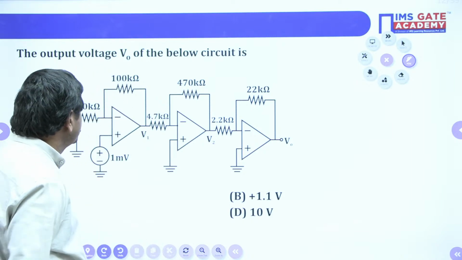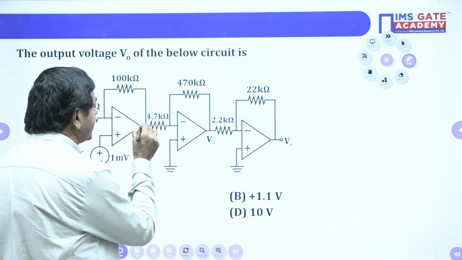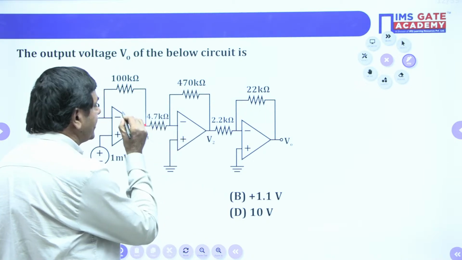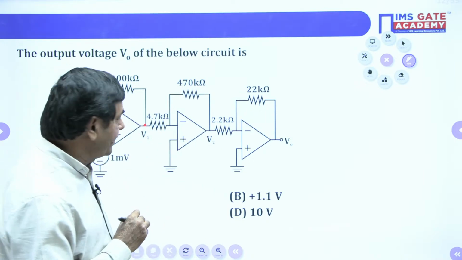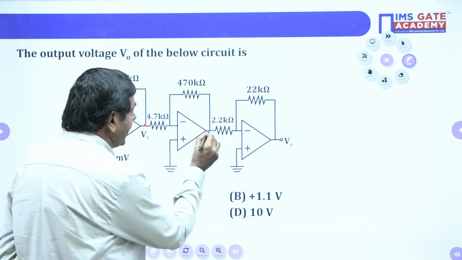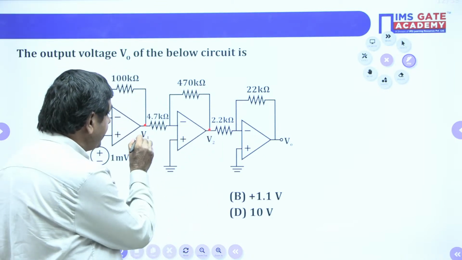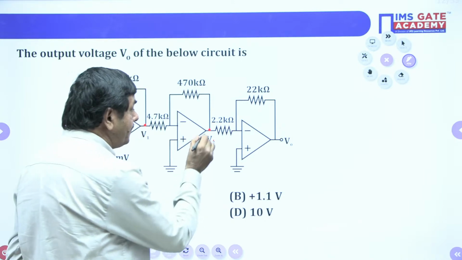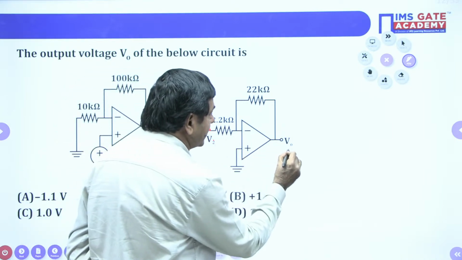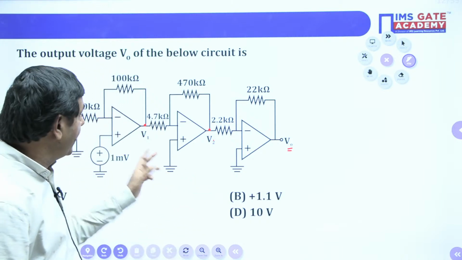What way can we do it? We need to find this V1 first. V naught is directly available. What V1 is possible from the given network? That is more important at first. After getting V1, by using this V1, I can find V2. By using V2, I can find V0. That way, we can get the answer. They are all dependent, one over the other.